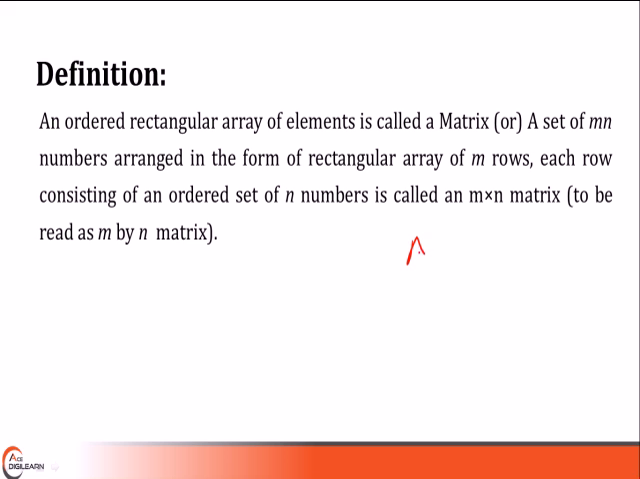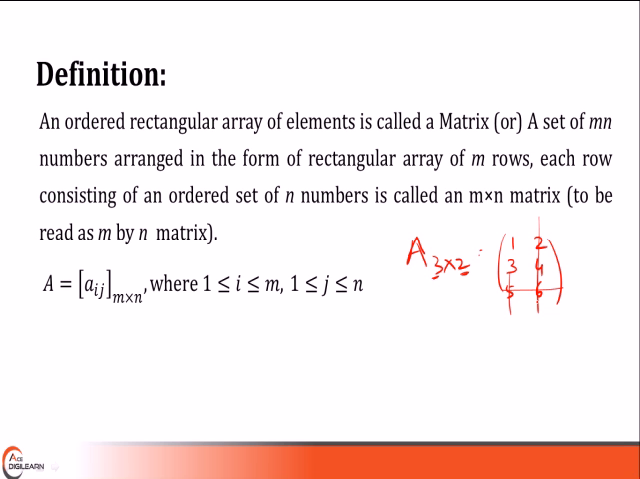Suppose a matrix of order 3 by 2. You can say it contains 3 rows and 2 columns. So we can write, for example, a 3 by 2 matrix. You can see it contains 3 rows and 2 columns. So 3 by 2 is called the order of the matrix. Now, in general, a matrix of order m by n can be written as A equals aij of m by n, where i ranges from 1 to m and j ranges from 1 to n.